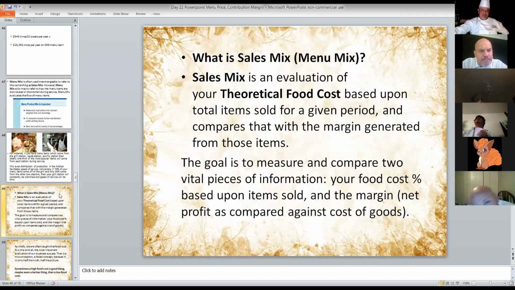What is a sales mix menu? Evaluation of your theoretical food costs based upon total items sold for a given period, and compares with the margin generated from those items. The goal is to measure and compare the vital pieces of information: your food cost percentage based upon the items sold, and the margin, net profit, as compared against cost of goods.